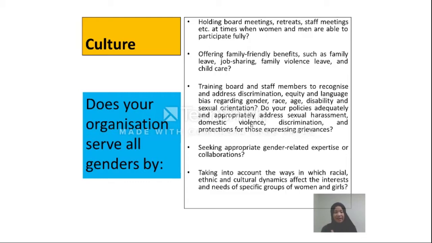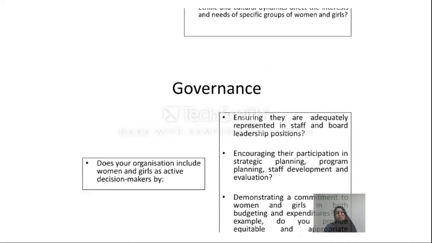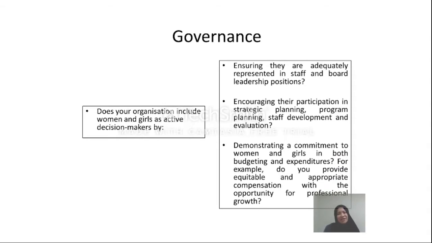So in terms of governance, what are the checklists or the questions that we must ask our organizations? One is, does your organization include women and girls as active decision makers by, first, ensuring that they are adequately represented in staff and board leadership positions?